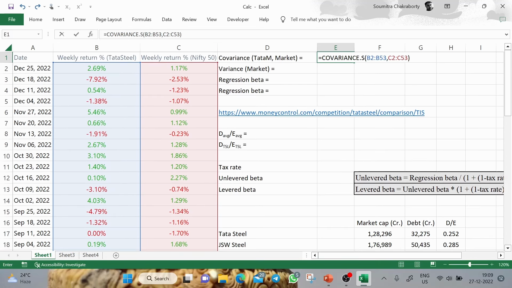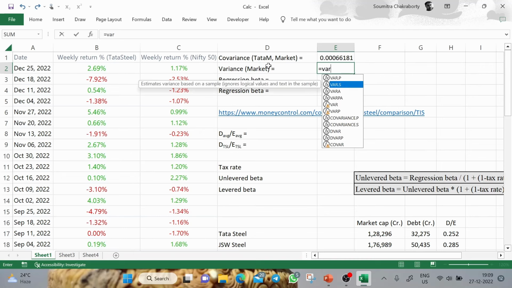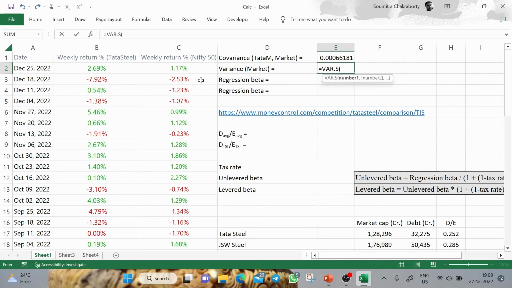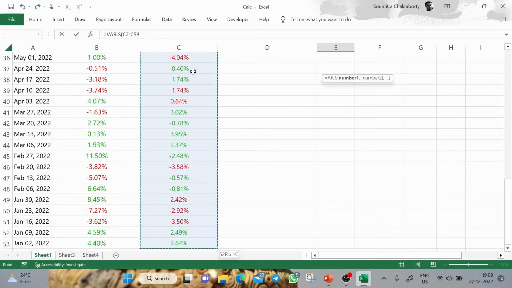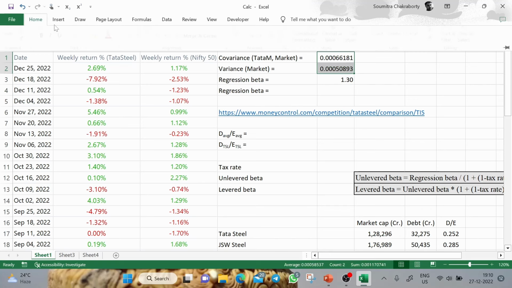So what is the formula? B2 to B53 is your weekly return percentage of Tata Steel, and C2 to C53 is the same for Nifty 50. So that is the covariance between these two arrays. Then the variance of market, again sample variance, VAR.S, sample variance of market, that means C2 to C53. If you divide the covariance by the variance, you will get the beta. So the regression beta in this case is 1.30.